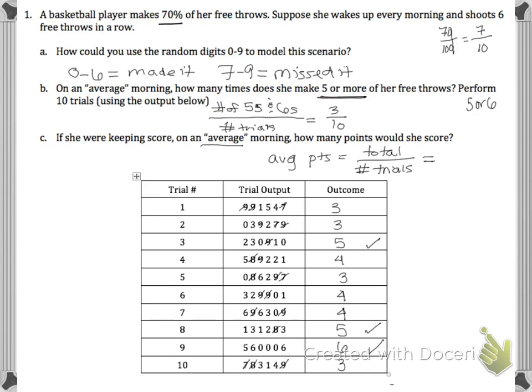So instead of adding it up, I'm going to go to my solutions. So if you add all these up, she actually scored 40 points total. And there were 10 trials, which means she got 4 points on average. And that's it for example 1.